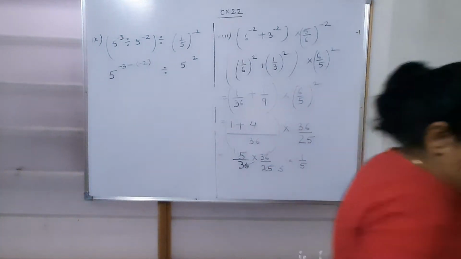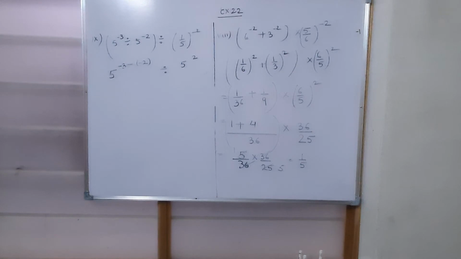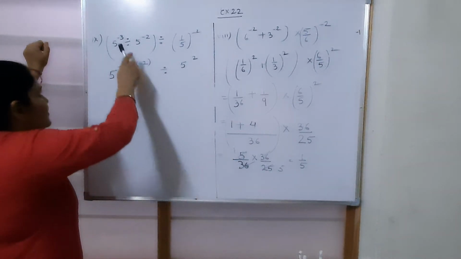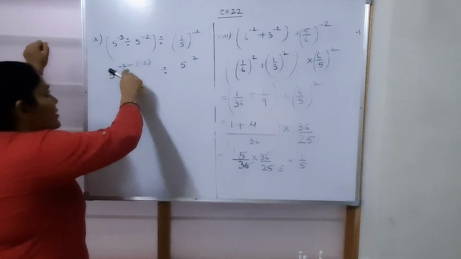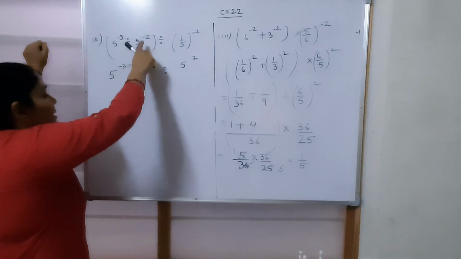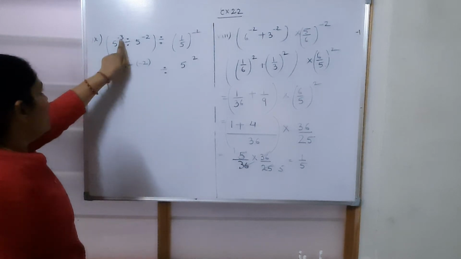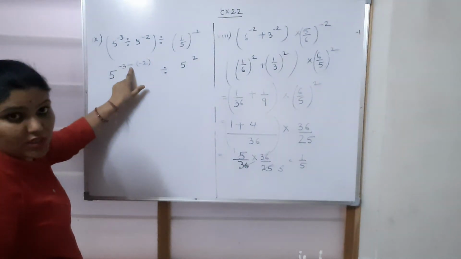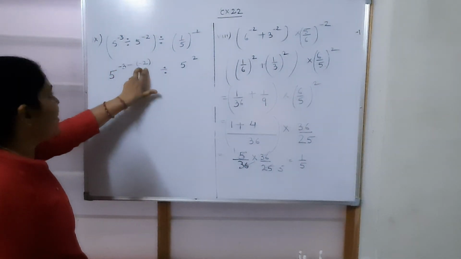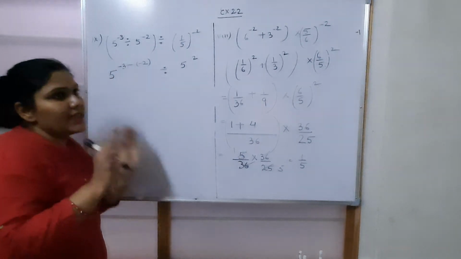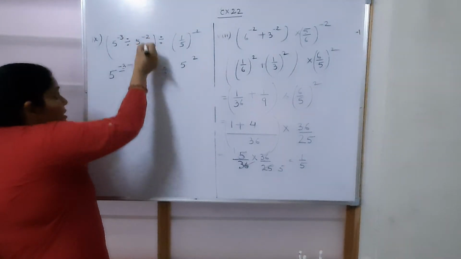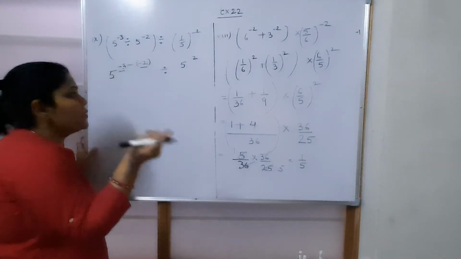Again, because here the bases are same, powers will be subtracted. First power, which is minus 3, then we have minus sign, then the second power, which is minus 2. The minus sign is there because we need to subtract, because division is there. We need to subtract the second power from the first power. Take care of the signs. This is minus 3, this is minus 2, and I have put the minus sign because we need to subtract.